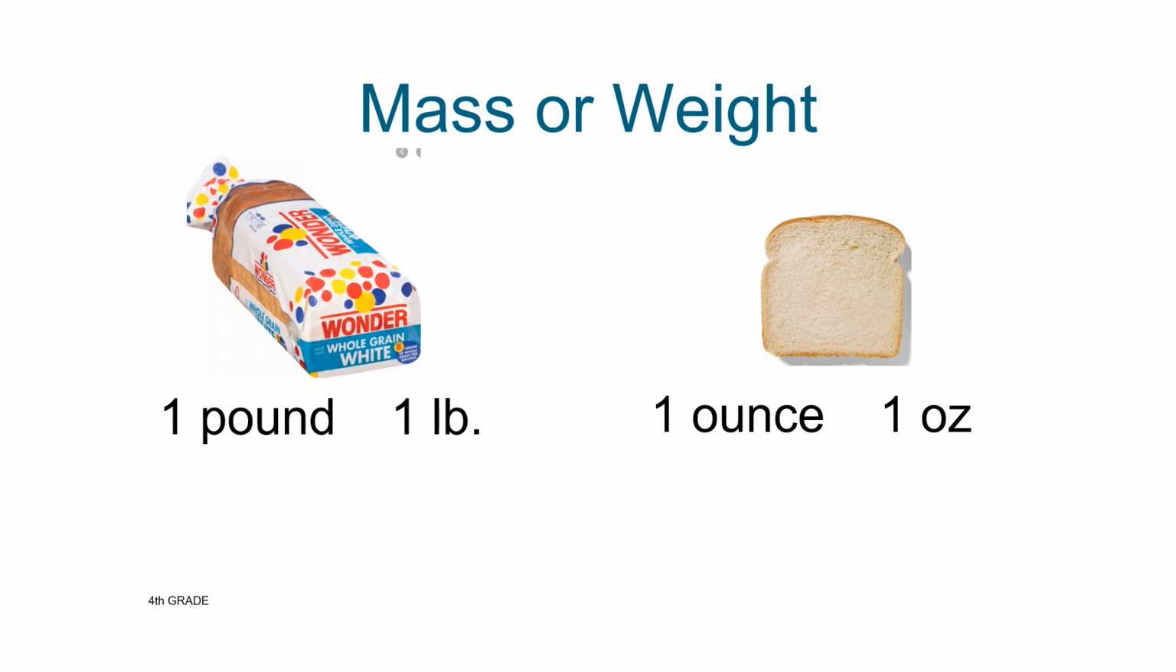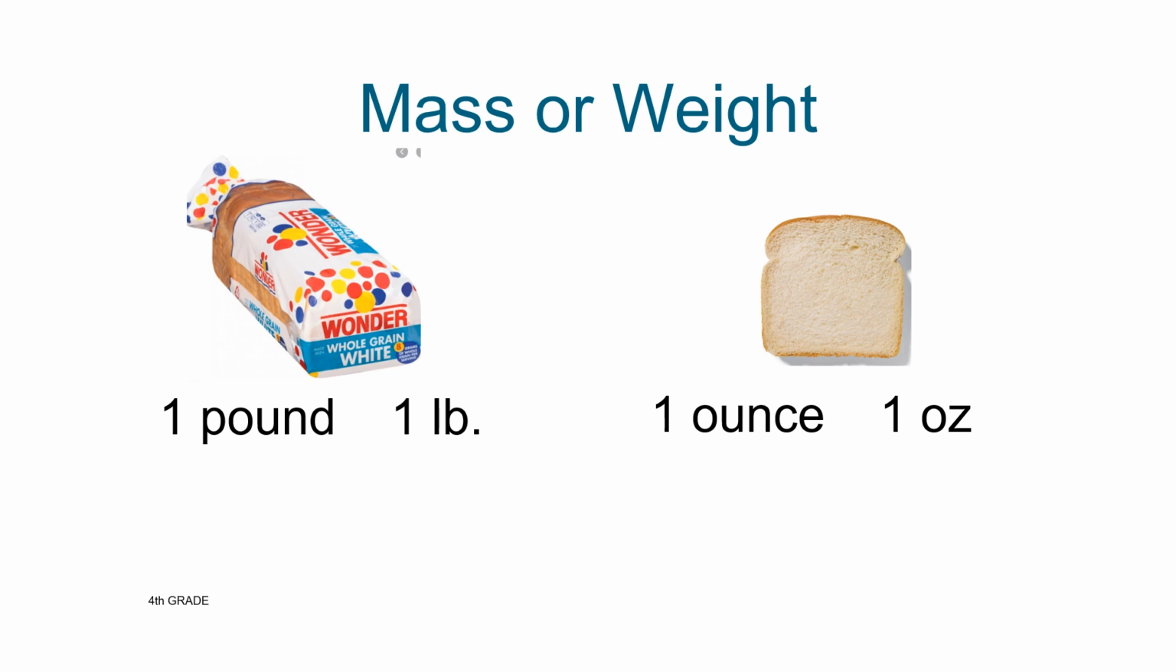In America, we measure weight in pounds and ounces. A loaf of bread is about 1 pound. We abbreviate pounds with the letters LB. We measure the weight of people in pounds.